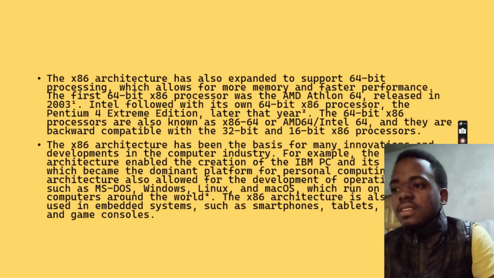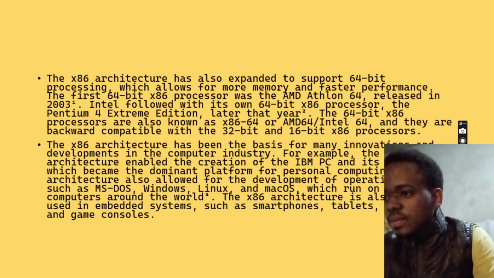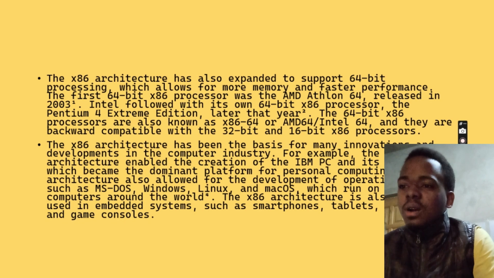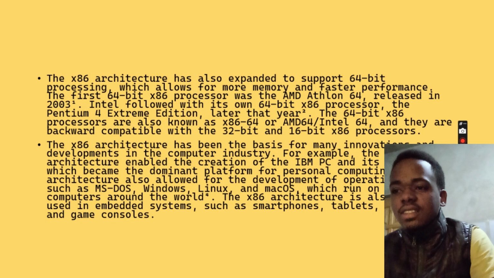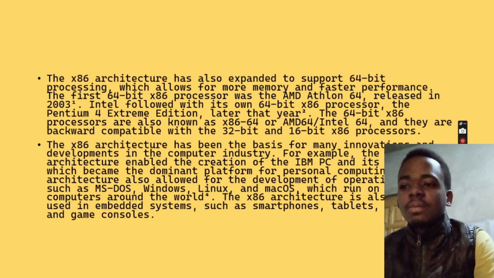For example, the x86 architecture enabled the creation of the IBM PC and its clones, which became the dominant platform for personal computing. The x86 architecture also allowed for the development of operating systems such as MS-DOS, Windows, Linux, and macOS, which run on millions of computers around the world. The x86 architecture is also widely used in embedded systems such as smartphones, tablets, routers, and game consoles.